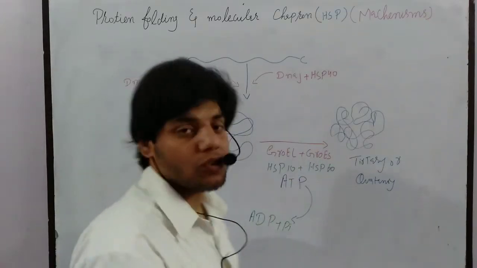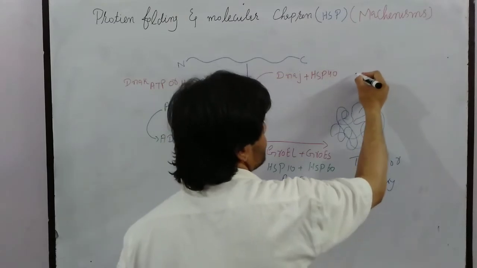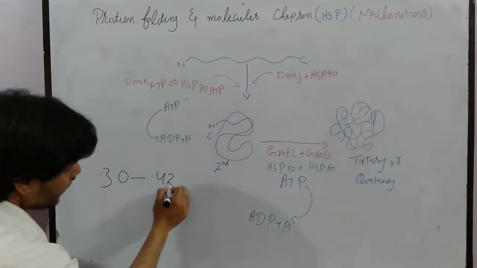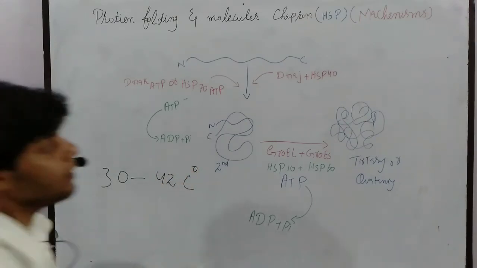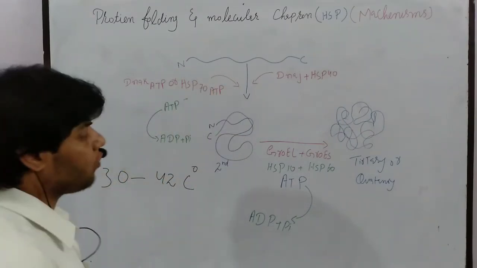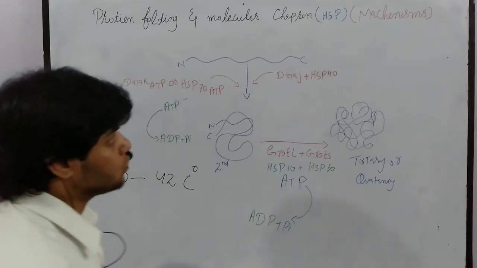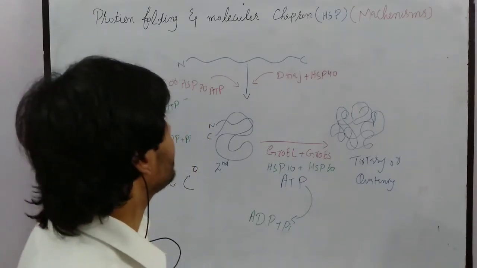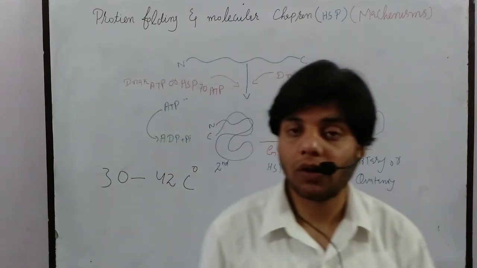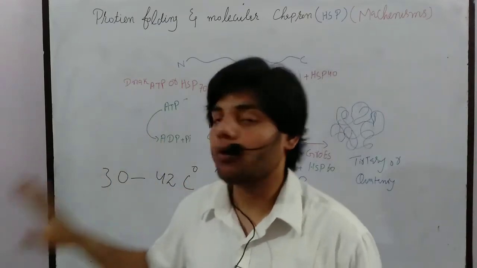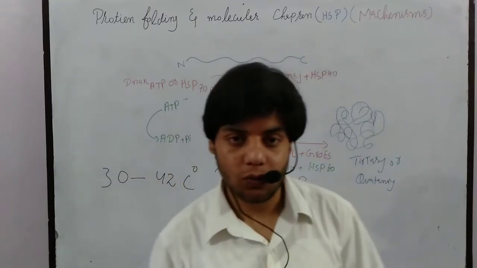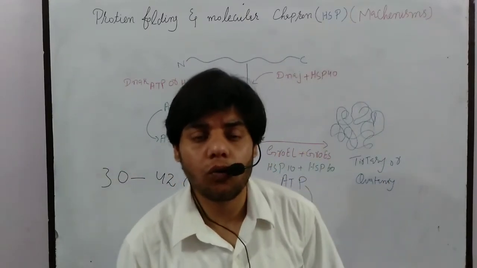So all this folding process is performed at a temperature of 30 to 42 degrees centigrade, and we also call them heat shock proteins, because these molecular chaperones can perform their function at that temperature. So this is all about the protein folding phenomenon and the function of molecular chaperones during protein folding, how they perform their function. This is the protein folding phenomenon in both prokaryotes and eukaryotes, but the names are different, as you can see. So this is all about the protein folding mechanism.